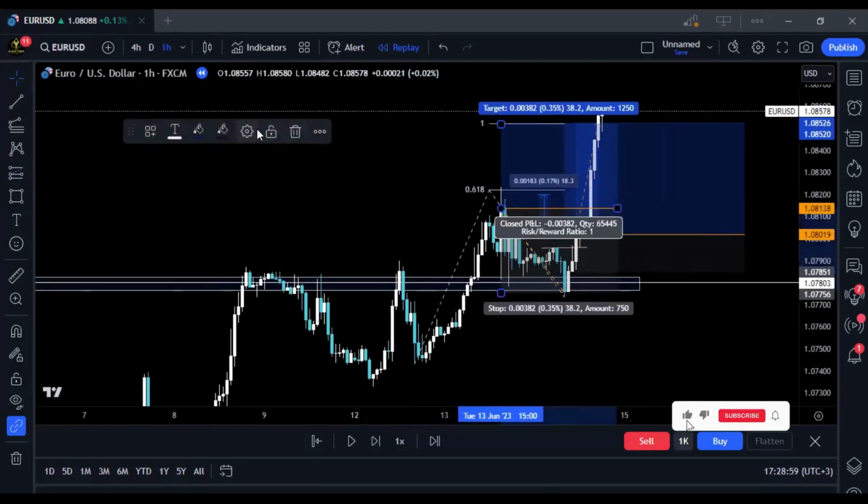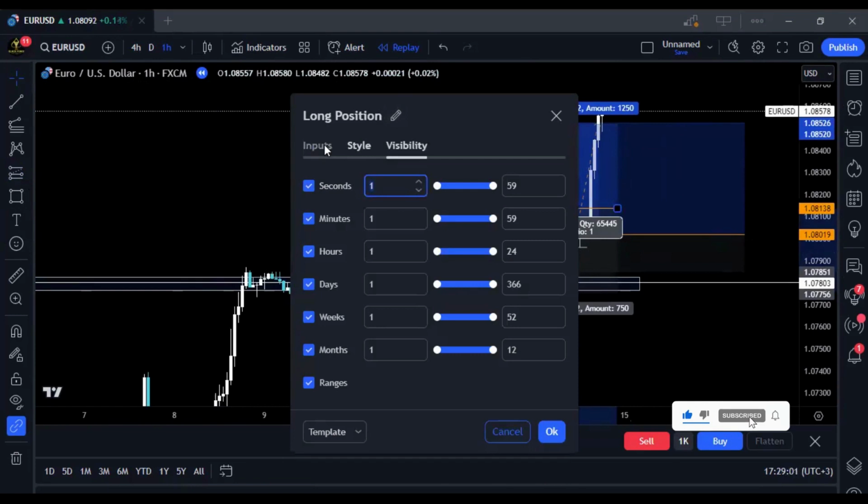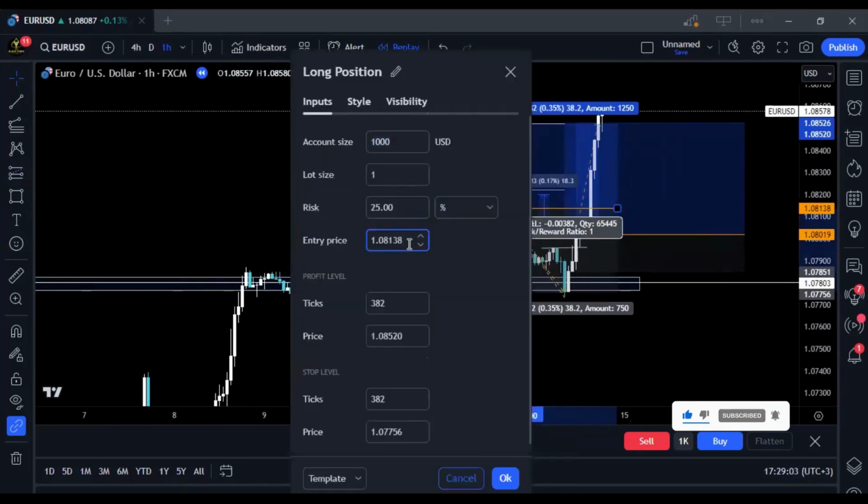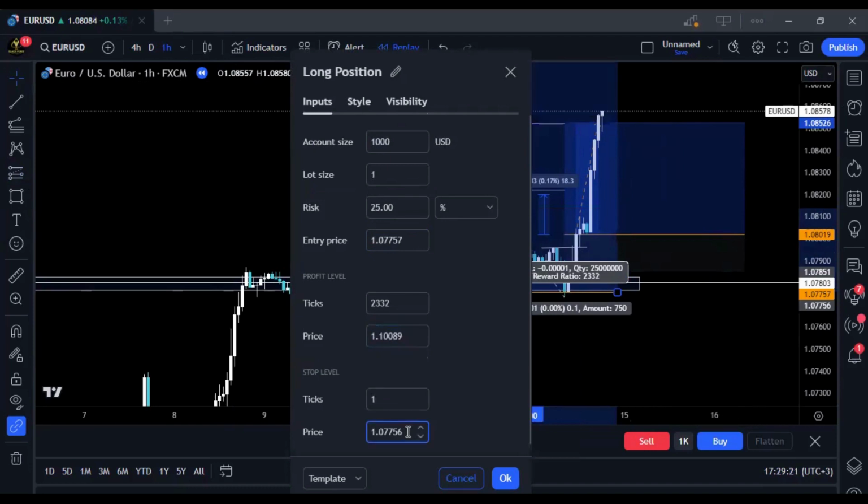The trade that we took, the entry price was 1.7738. We are aiming for a very high target, like 1.8. It stops at about the 74 level.